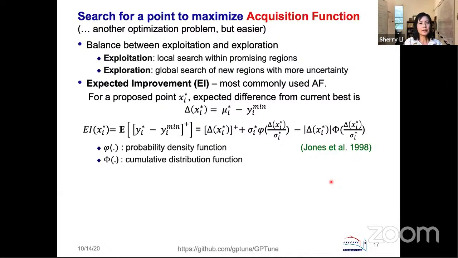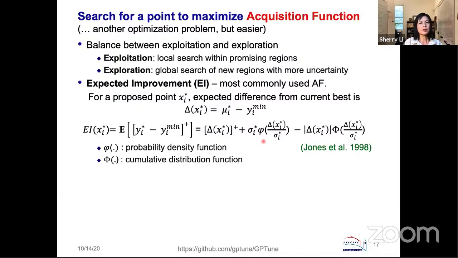So the idea here is that suppose you propose a new point, xi star, and you look at the expected difference from the current best. This is your current best. And you can look at the expected difference from this current best. And then this formula you can derive, if you look at John's paper, it involves a lot of chain rule, etc.